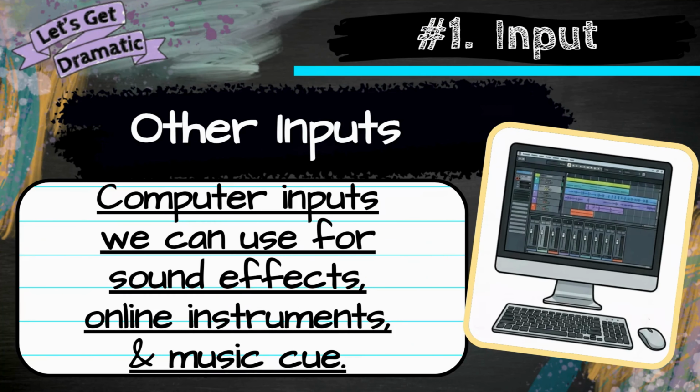And then computer inputs we can use for sound effects, online instruments, and music cues. So we oftentimes have a computer at the soundboard with us that will be putting in those sound effects or ambient music, whatever we're using. If you're doing a musical, the music that goes behind the actors, you'll be able to play that from the computer or other devices, iPads, things like that, that are computer-based.